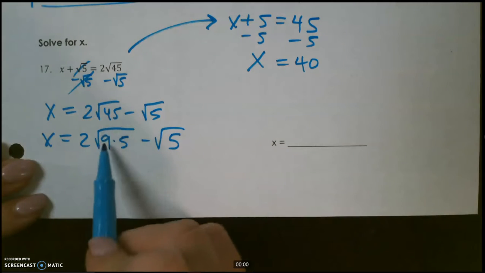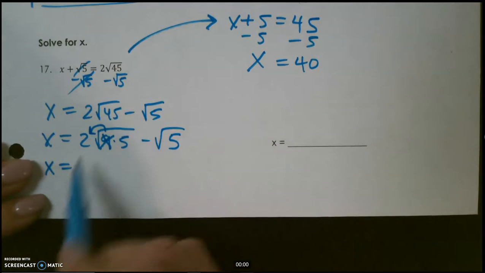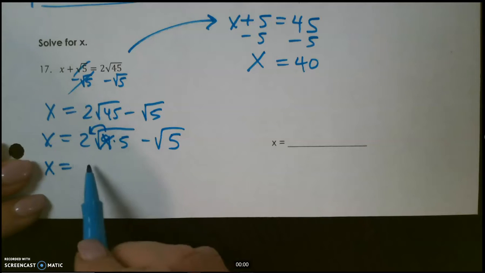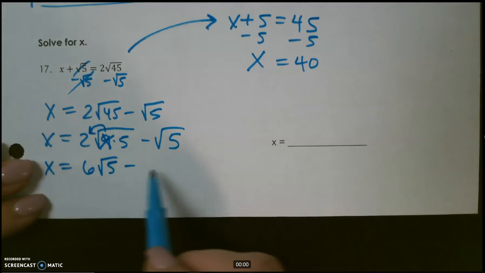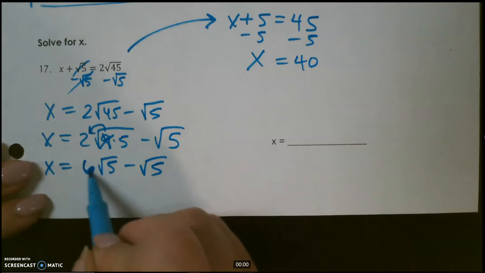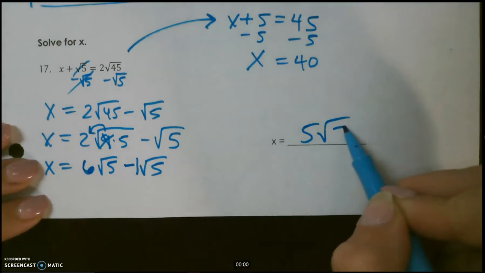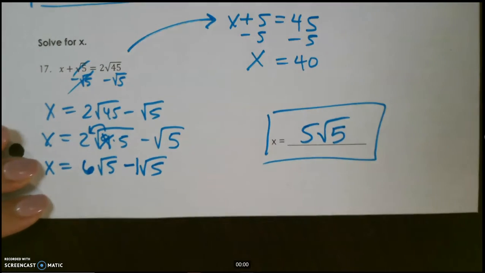Okay, I divided out the perfect square, 9. Okay, the square root of 9 is 3. You're going to multiply that out front. 2 times 3 is 6. Now remember, you're combining the coefficients. What is 6 minus 1? 6 minus 1 is 5. So you have 5 rad 5s in this example.